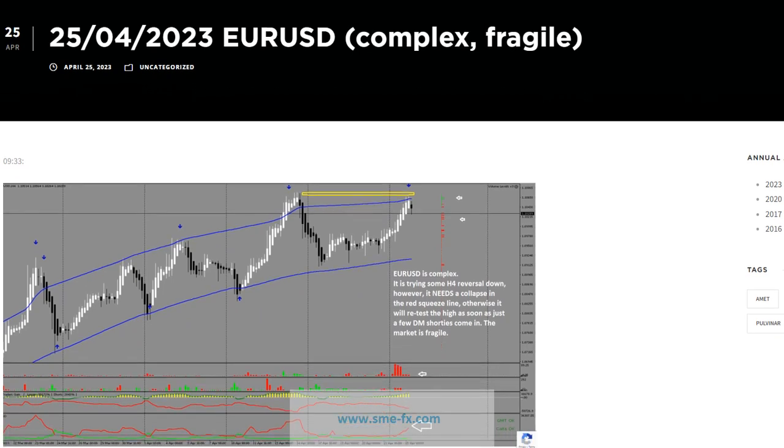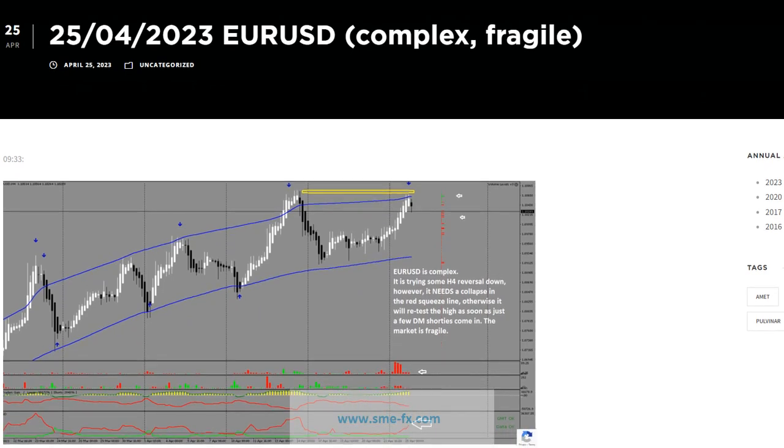Okay, euro dollar, a little bit more complex this week. Let's go through it. On the 25th, I wrote complex, fragile. We also had several news items in the way. So it kissed the high there, you see, and then some squeeze going on, but then normalized. And I wrote, euro dollar is complex. It's trying some 4-hour reversal down.